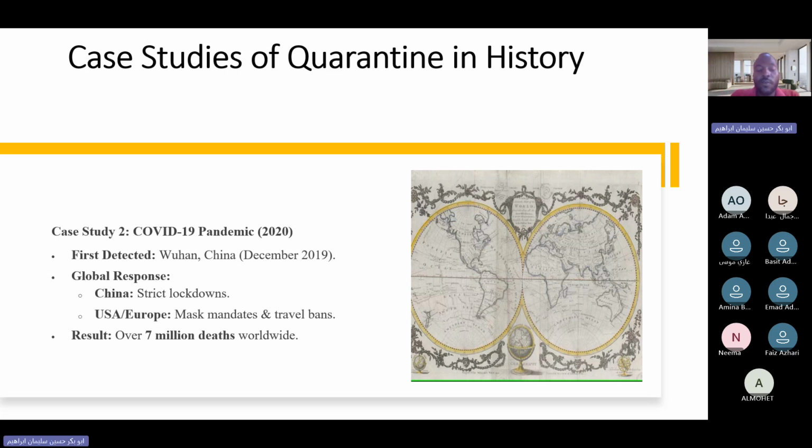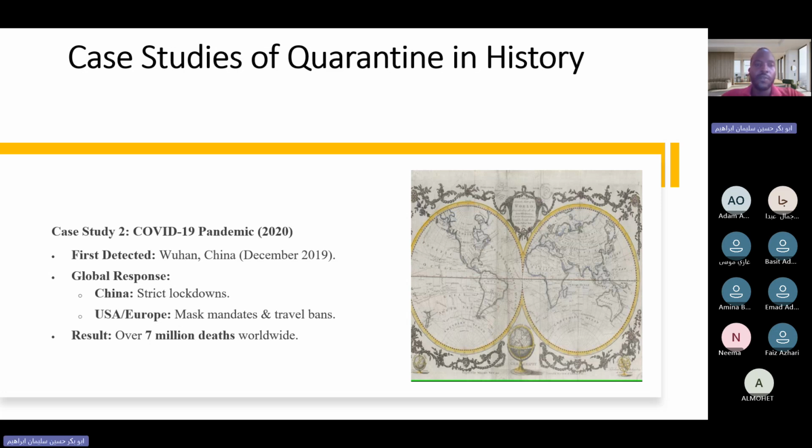The result of COVID-19 was more than 7 million people dead worldwide during that time. But if the quarantine regulations or measures had not been applied, many more people would have died. That's why the benefit of quarantine regulation.